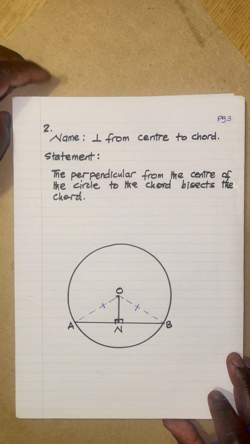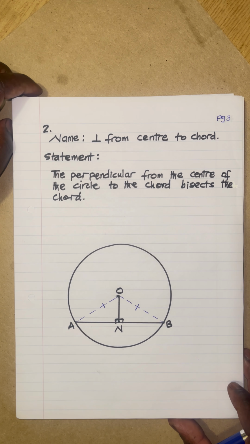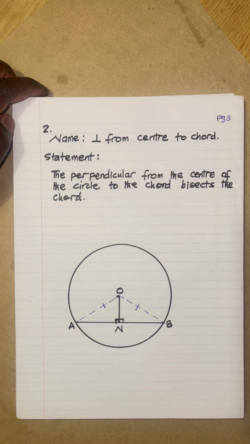We're on page 3 now. Theorem number 2, the name: perpendicular from center to chord. Statement: the perpendicular from the center of the circle to the chord bisects the chord. Sort of the converse of theorem number 1, the opposite of theorem number 1. So how do we prove this?